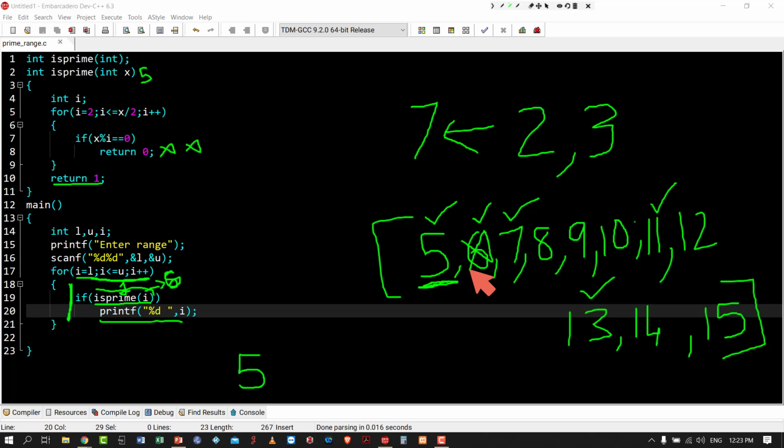What is the next value of I? 7. What is prime of 7? 1. So this condition becomes true. Since it is true, it will print 7. So the output is 7. Similarly, 8 will not be printed, 9 will not be printed, 10 will not be printed. It will print 11 and 13.